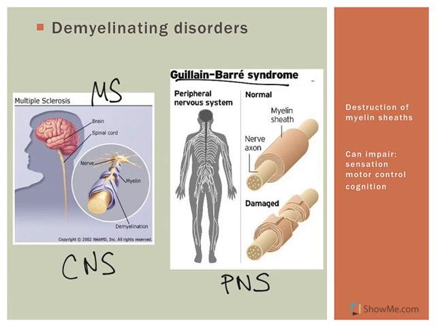Oftentimes, people with MS will have periods where they're having problems with sensation, cognition, and motor control. Then you'll see some improvement, and it's because of the myelin coming back. But when they lose the myelin, they're not able to transmit information as quickly. So these are just an introduction to some demyelinating disorders.